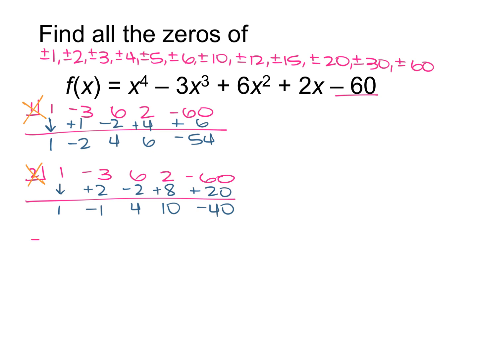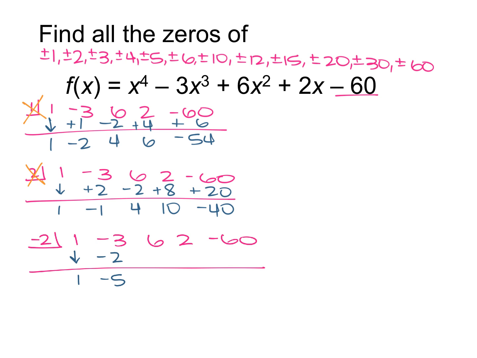I'm going to try -2. Again, we have 1, -3, 6, 2, and -60 on the inside. 1 drops down. 1 times -2 is -2. -3 minus 2 is -5. Times -2 is 10. Plus 6 is 16. Times -2 is -32. Plus 2 is -30. Times -2 is positive 60. Minus 60 is 0. That gives us the 0 that we're looking for.